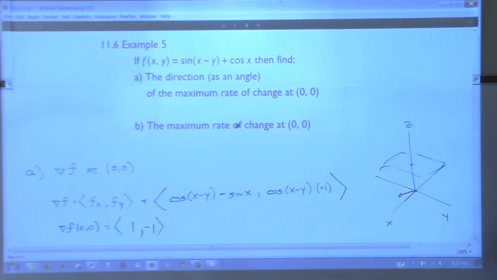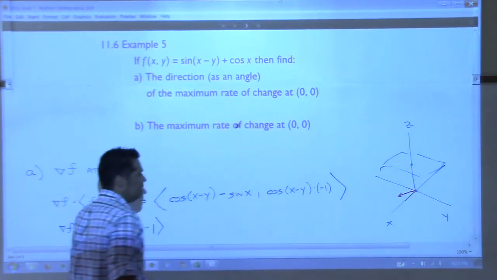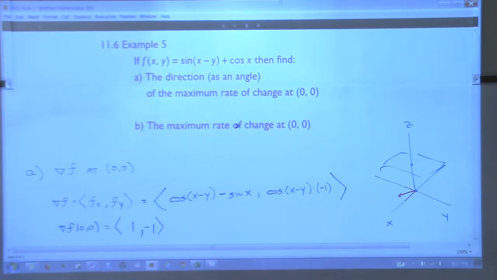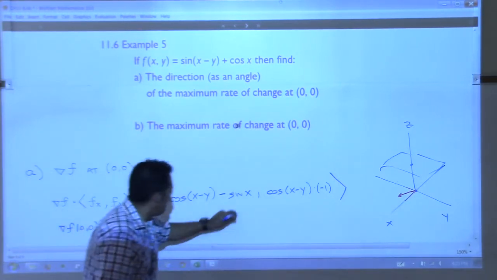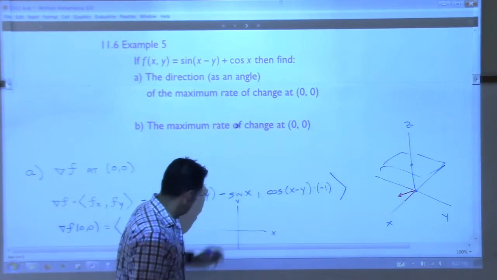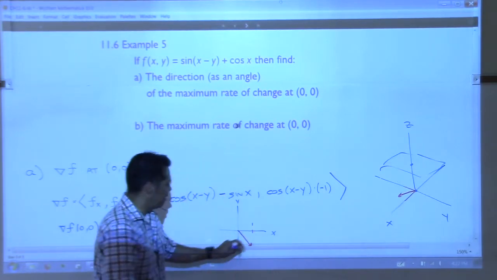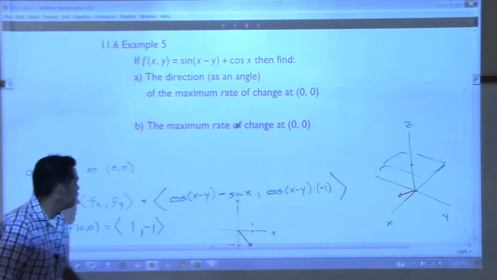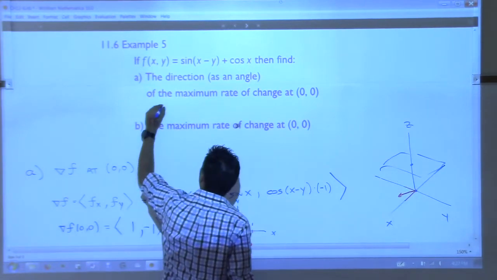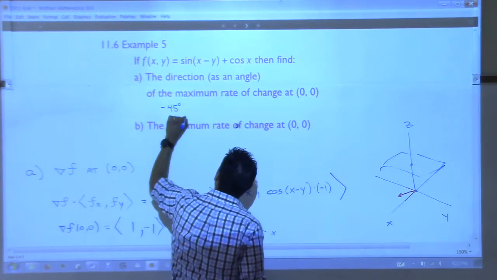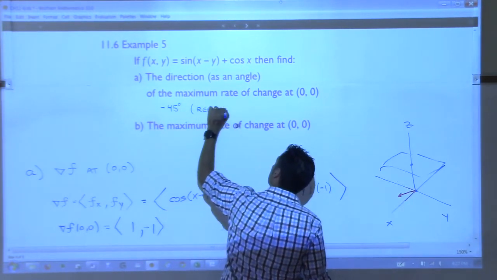What is that as an angle? I think it's pretty easy to see the angle. Relative to the x-axis, 45, but into the fourth quadrant. So maybe negative 45 degrees, or if you want, you could say 315, however you want to say it. Looking from the top down, x, y, we are here, there's 1 and there's negative 1. So the direction as an angle is negative 45 degrees relative to the x-axis.